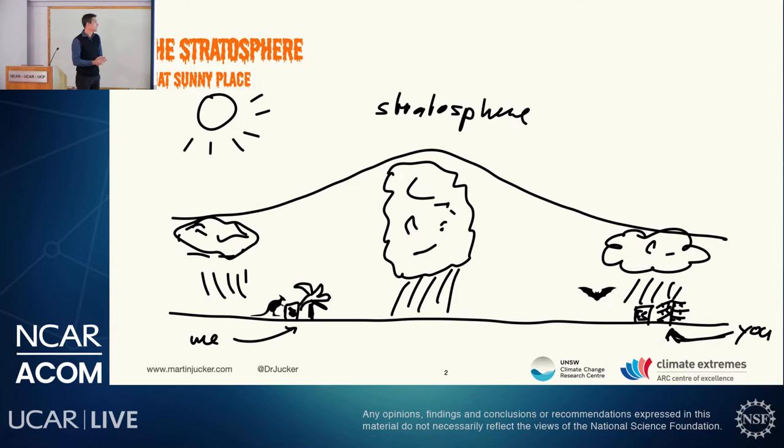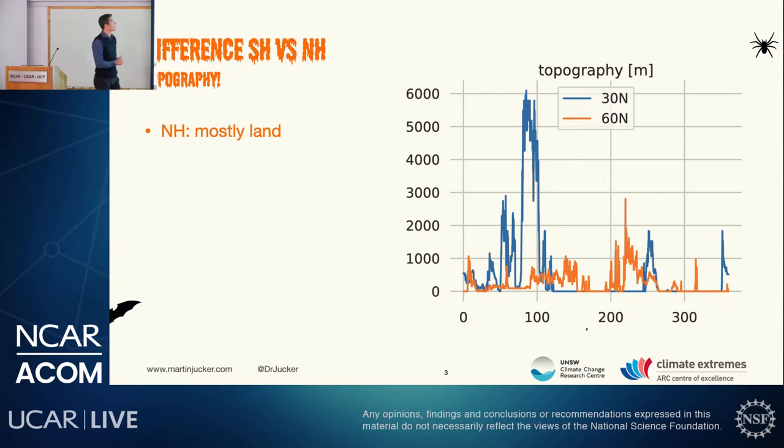So, what is different? The one big thing that's different is topography. So here, just a plot of the topography as it comes out of the GFDL model that I use a lot. Just along a longitude, blue is at 30 degrees north, and orange at 60 degrees north. So you see the Tibetan Plateau in blue there, and you can see the Alps and stuff, lots of things going on.